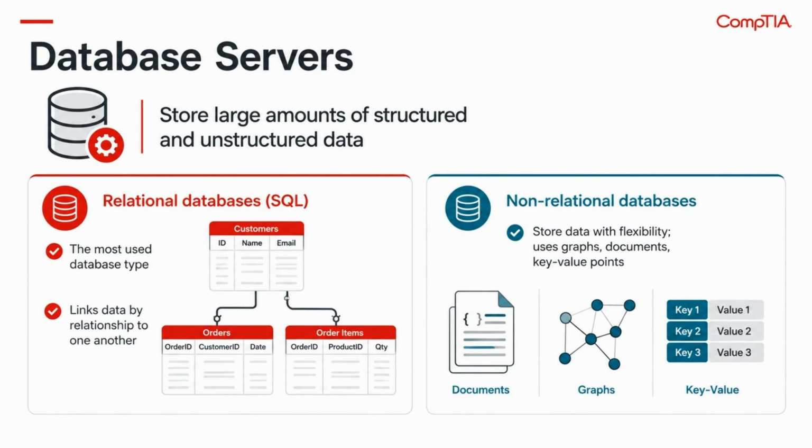Database servers store large amounts of structured and unstructured data. Relational databases, using SQL, are the most common type. They link data by relationships between tables, like linking a customers table to an orders table through a shared ID, and an orders table to a products table the same way. Non-relational databases trade that rigid structure for flexibility, storing data as graphs, documents, or key-value pairs instead, useful when data doesn't fit neatly into rows and columns.